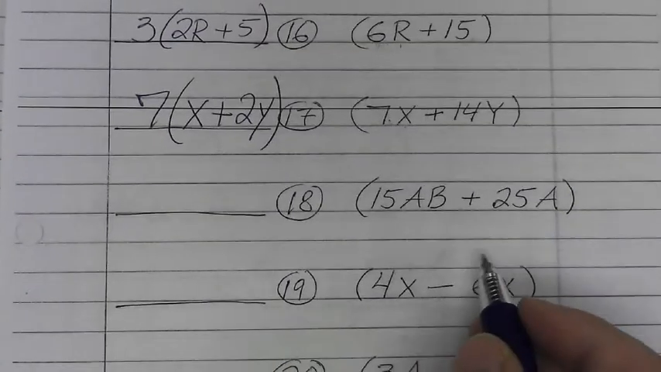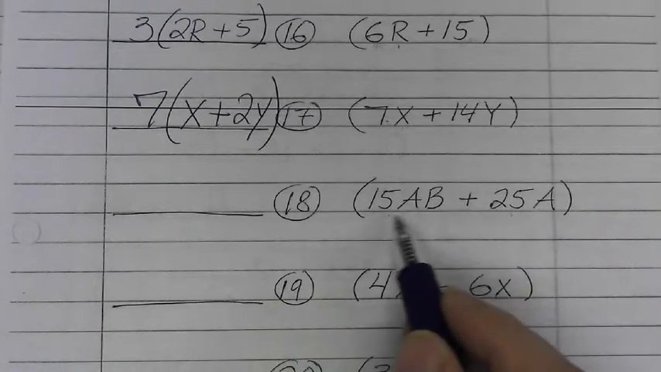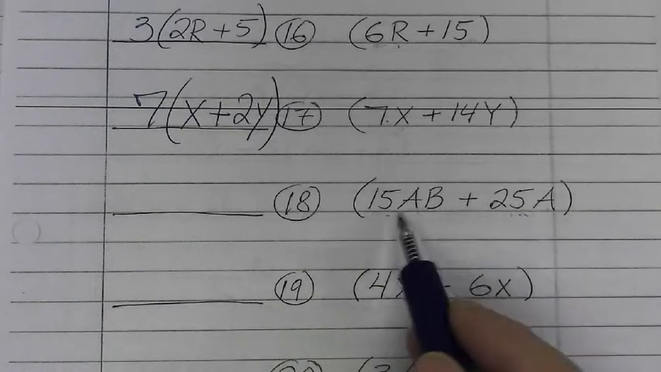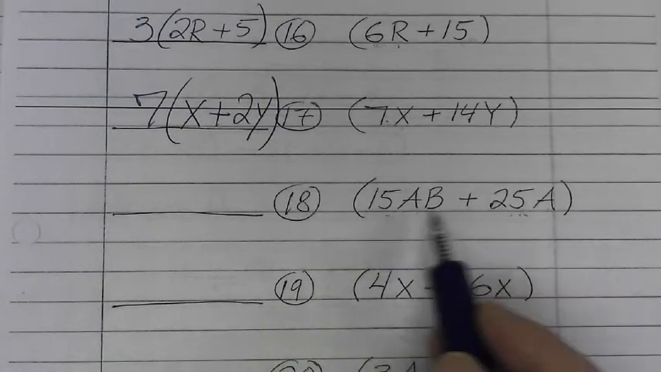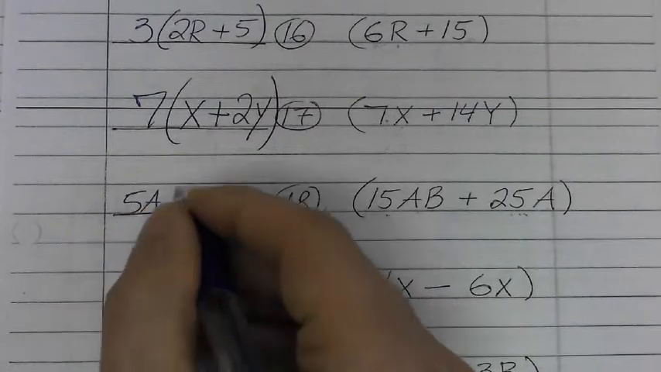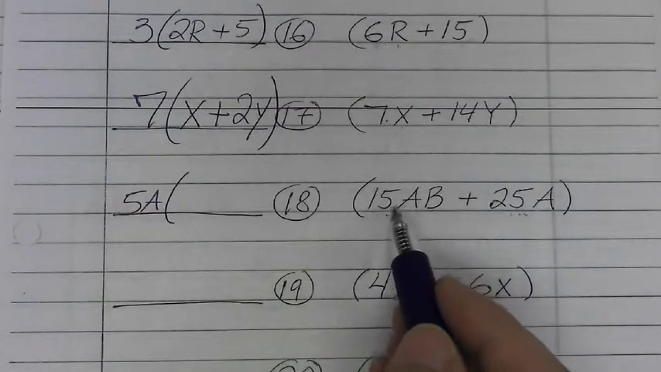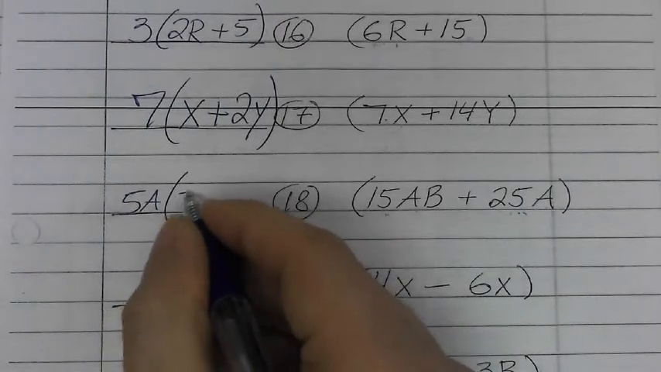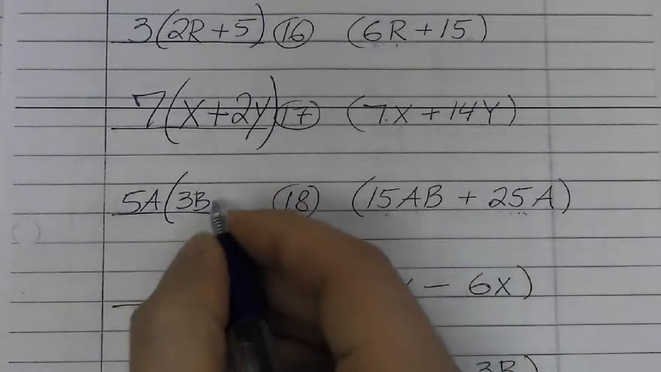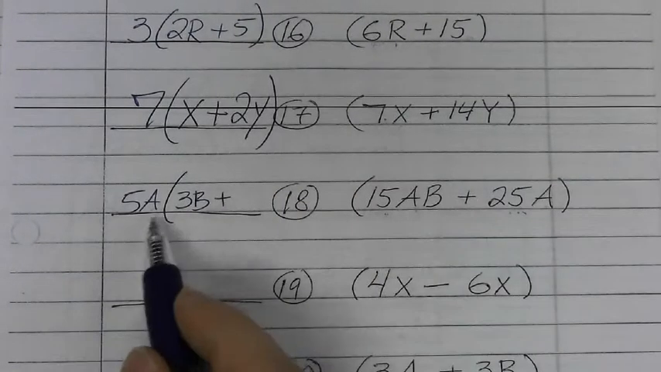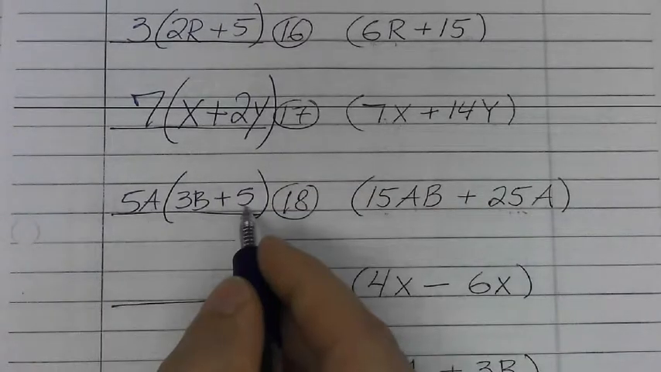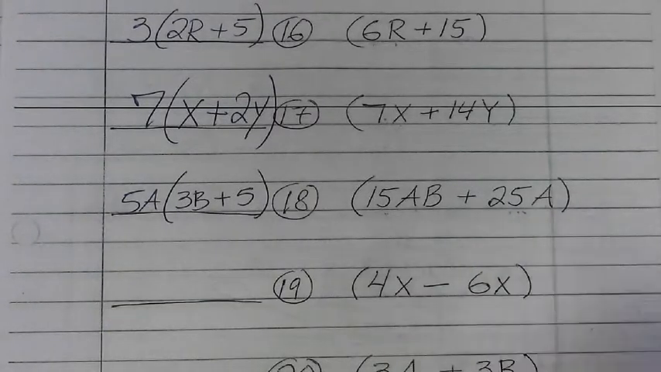This next one here, the greatest common factor for the numbers here is 5. But I also have a letter in common here, a. So not only am I going to pull out the 5 from these numerical parts of the expressions, I'm also going to pull out an a. So I have 5a outside here. 5a times what equals 15ab? Well, 5 times 3 equals 15. Since I already have an a here and I need that b, I'm going to put a b right there. I have a plus. And 5a times what equals 25a? 5. 5 times 5 is 25, and the a goes right there.